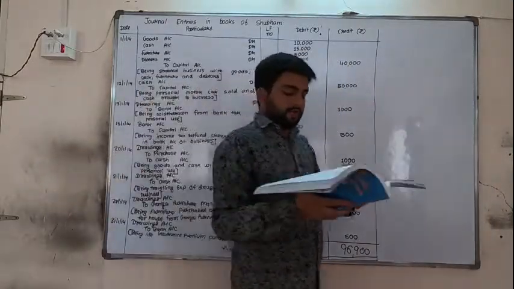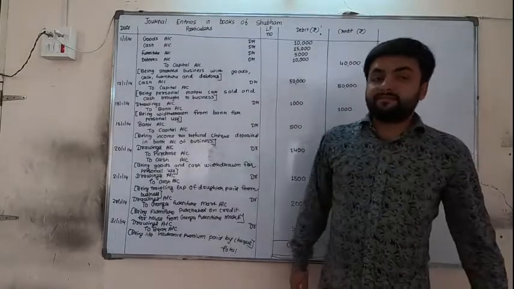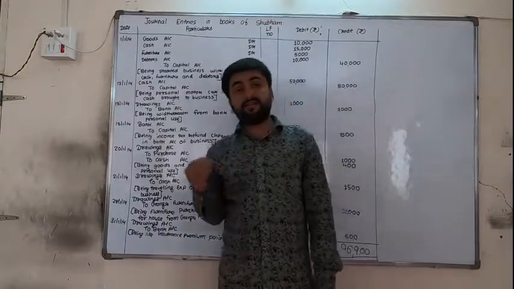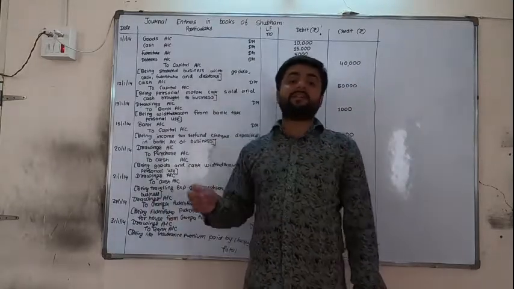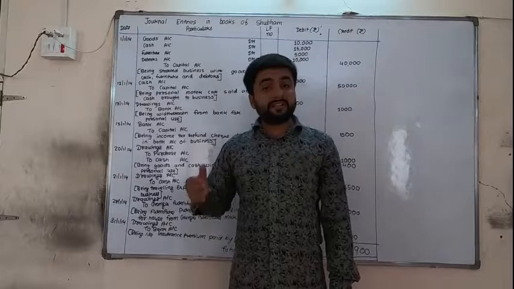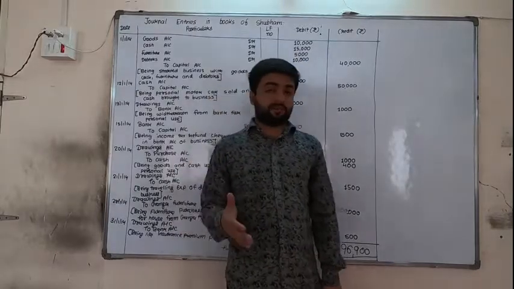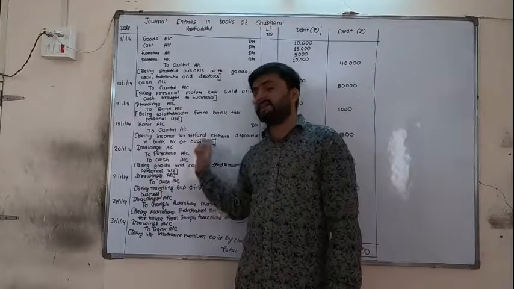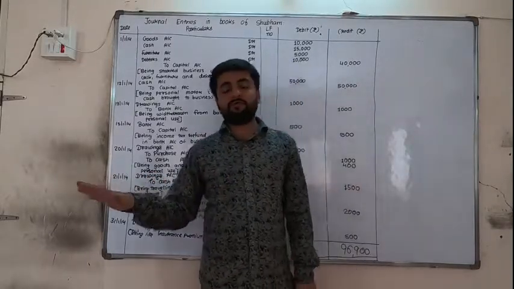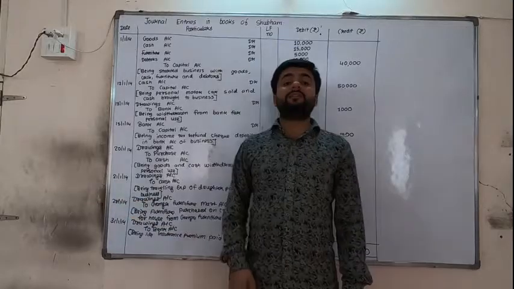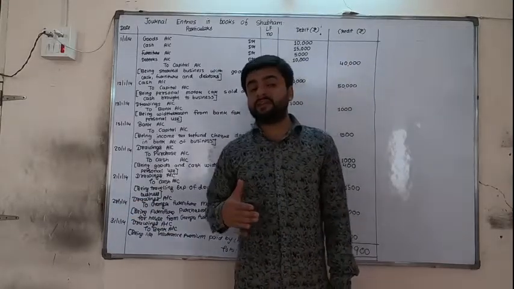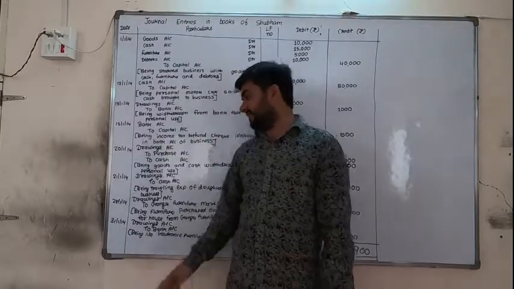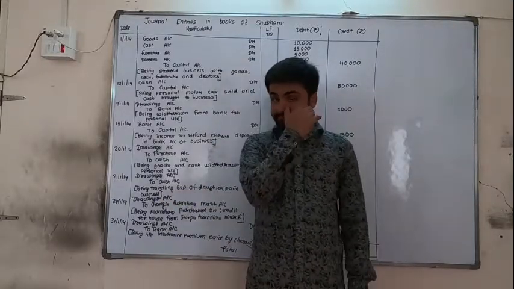Traveling expense of daughter, 1,500, paid from business. Now if this travel expense was related to business, then traveling expense account debit to cash. But this traveling expense is paid for the daughter, so it is personal. So again, drawings account debit, cash account credit. Cash is going out, so cash will be credited. We are paying this traveling expense for the daughter, and the daughter is not related to business. That is drawings account debit to cash.